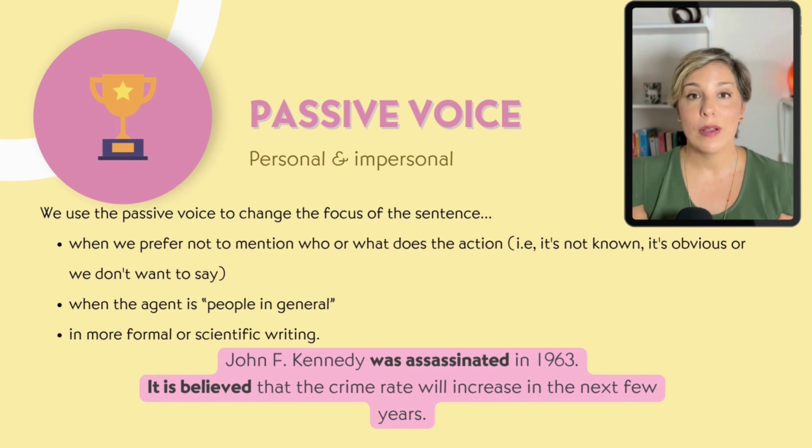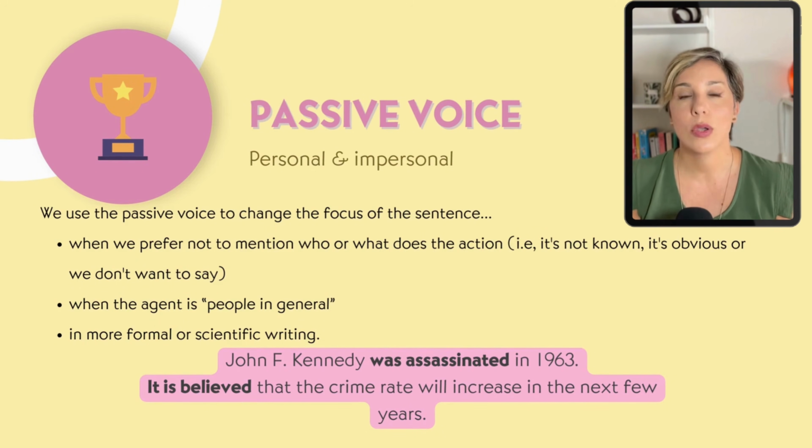So whenever, for example, we don't want to mention who did something, or perhaps when we don't know who did something, or perhaps it's obvious who did something and we don't need to mention that person, then the passive voice is perfect for those situations. Also, when the person who did something is people in general and you don't want to say people in general did blah, blah, blah, this is the perfect situation to use the passive as well. And finally, the passive voice is usually used in more formal language, more scientific language, okay? So if you want to sound a bit more formal, then passive is the way to go.